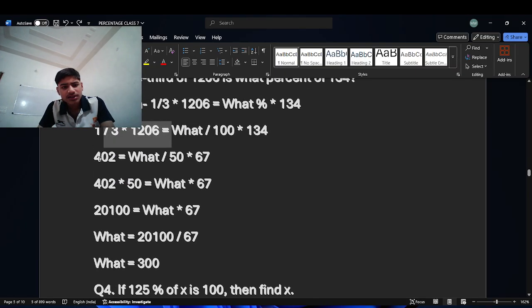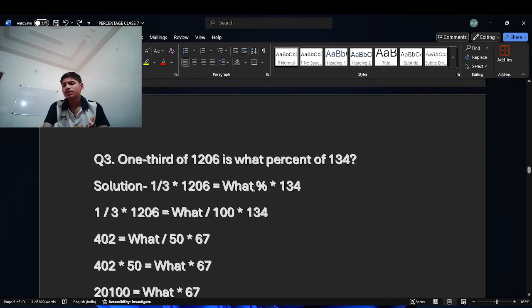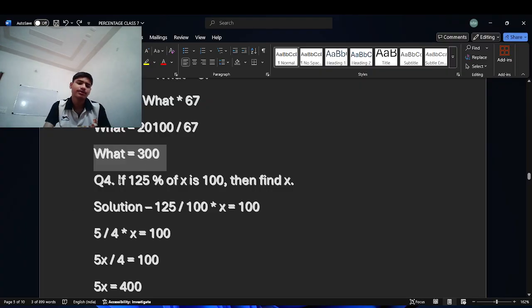I have reduced it. 1206 divided by 3 will be 402. Simply what upon 50. How did I get 50? 50 times 2 is 100 and 67 times 2 is 134, so I have reduced it. Then I have cross multiplied: 402 times 50 will be equal to what into 67. If you multiply it and divide by 67, it will be 300. So the answer we got is 300.